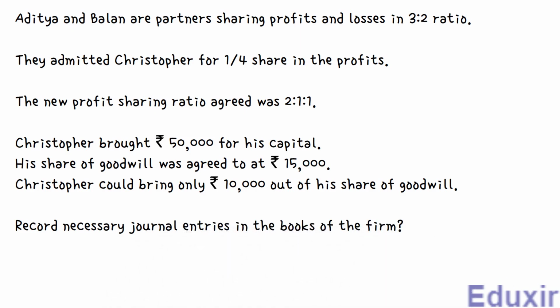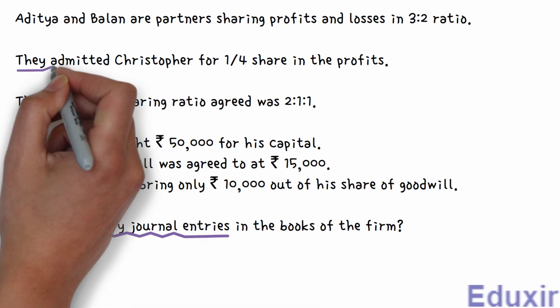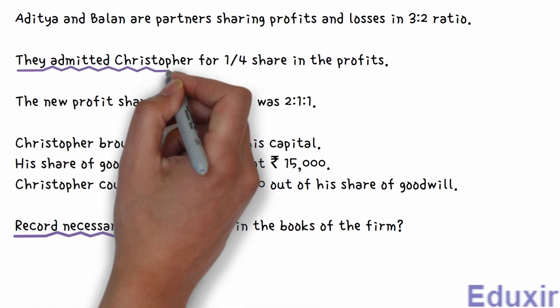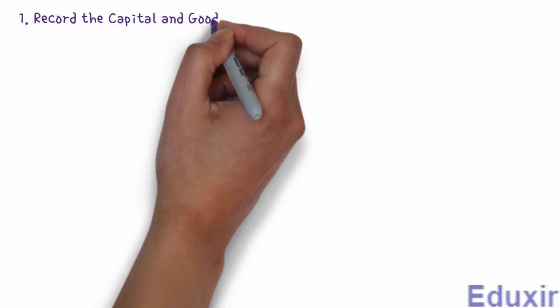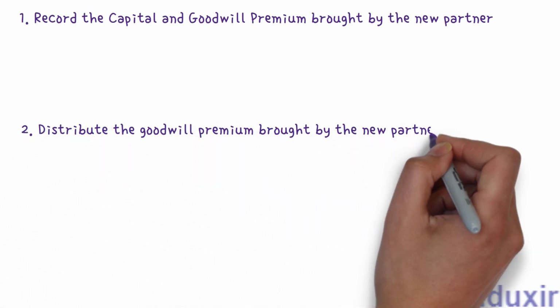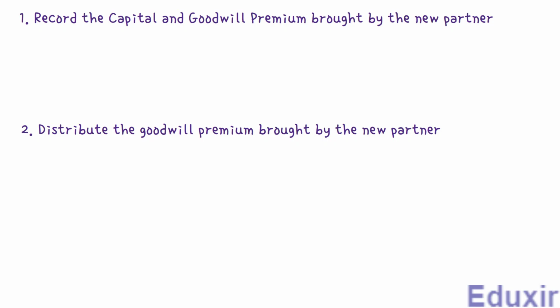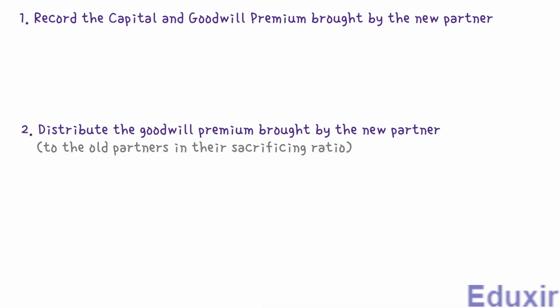So, as per the problem, we have to record the necessary journal entries. In this problem, the existing partners have admitted a new partner, Christopher. So, basically, this problem requires journal entries for the following scenarios. The first one is to record the capital and goodwill premium brought by the new partner. And the second one is to distribute the goodwill premium brought by the new partner. Whom should we distribute this goodwill premium? It should be distributed to the old partners in their sacrificing ratio. Let's consider each of these scenarios one by one.